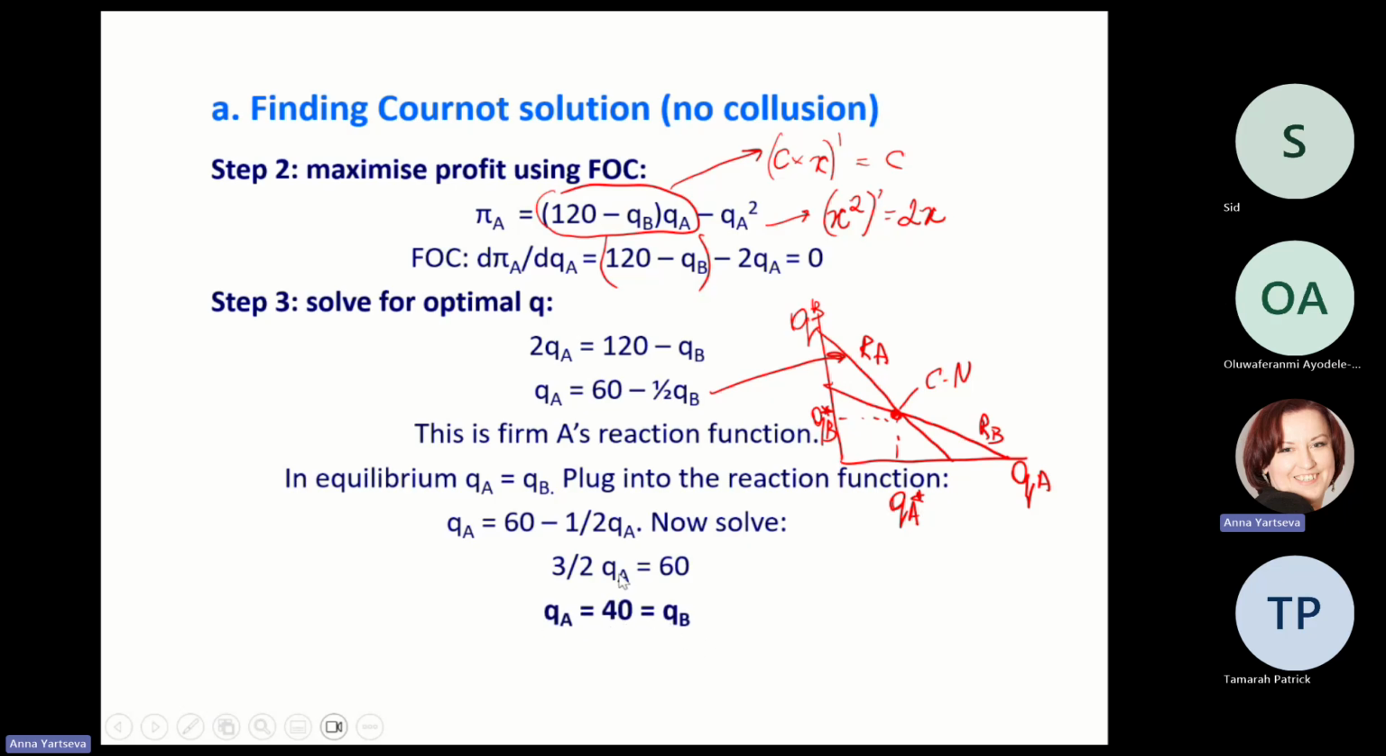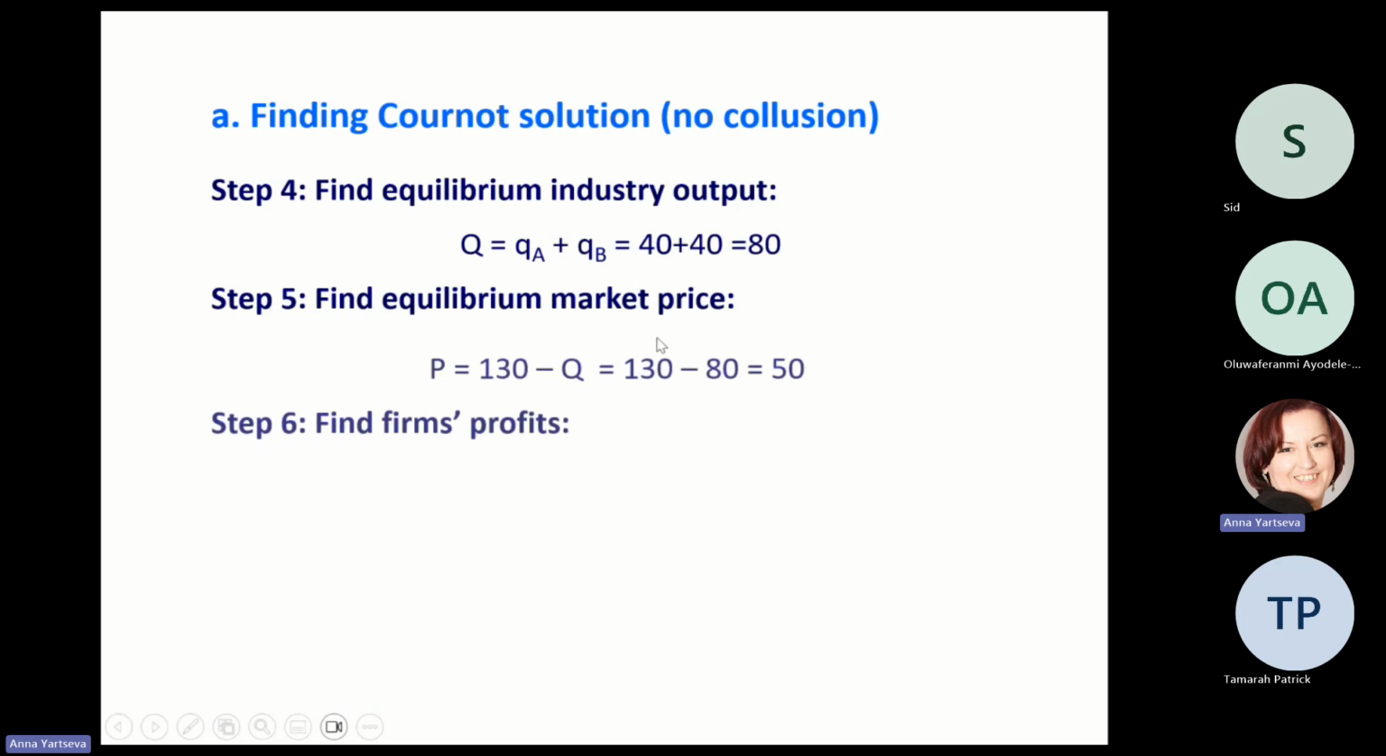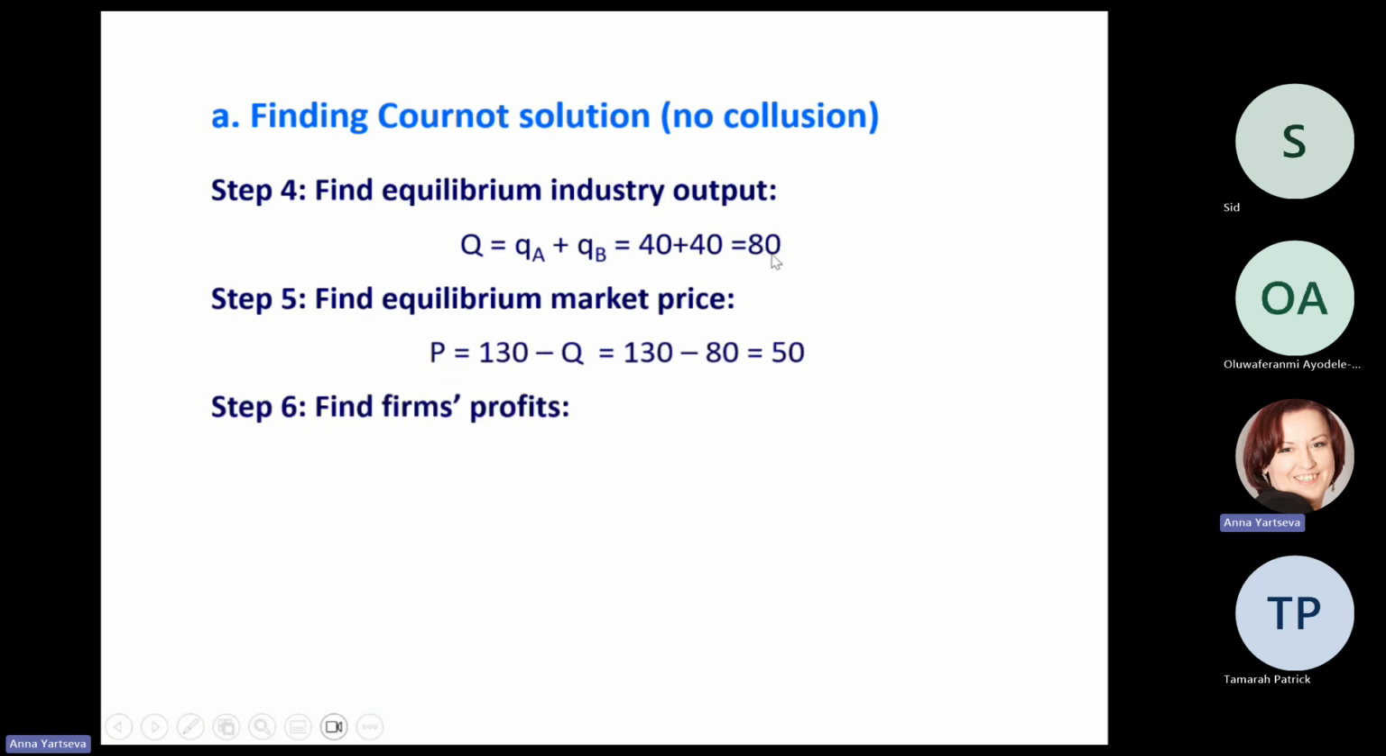So we now know that each company will produce 40 units of output in Cournot equilibrium, right? When they do not collude. Each firm produces 40 units, which means that the industry output is going to be a sum of these both. 40 plus 40 is going to be 80. To calculate price, plug this back into the demand function. Demand function is 130 minus industry output. Industry output is 80, therefore price is 50.